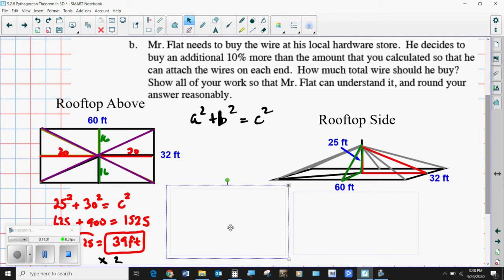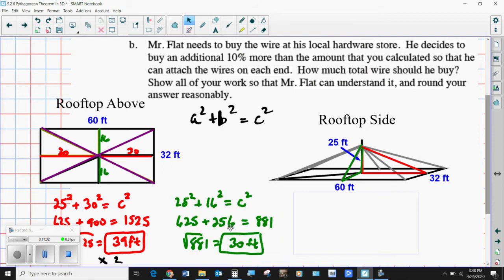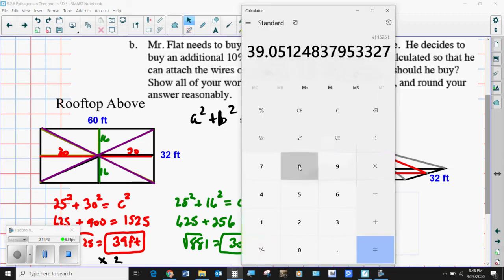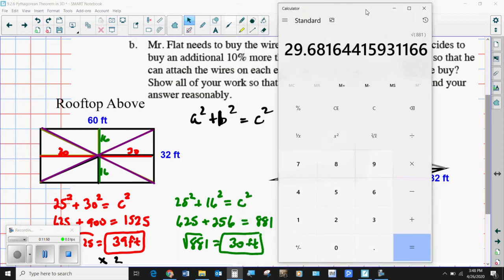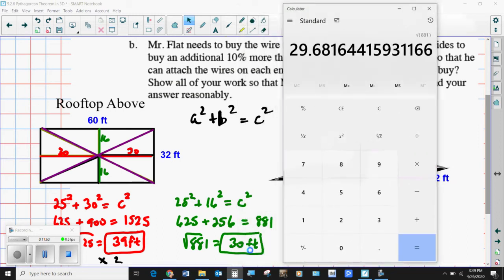All right, welcome back. 25 squared we saw before was 625. 16 squared is 256. And when you add those two numbers together, you get 881. So I wonder what the square root of 881 is. 29.7. I went ahead and rounded that up to 30 feet. Let's just deal with nice round numbers if we can, whole numbers, rather than dealing with fractional numbers, because no one wants to cut fractional pieces of guy wire.